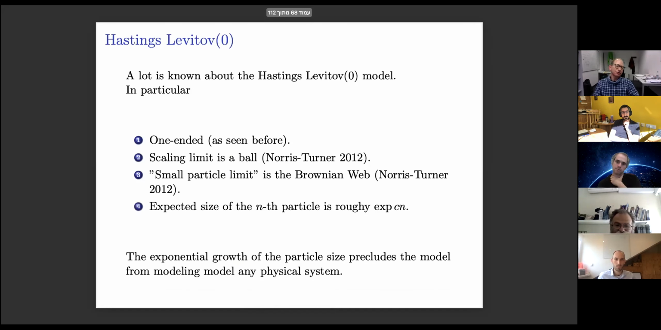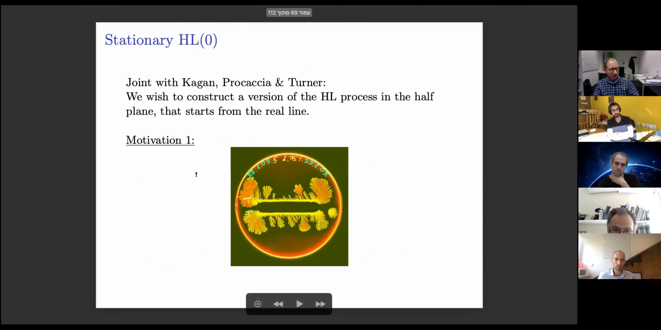Okay, so now I would want to go to our work, to the topic of this talk. So that's a stationary Hastings-Levitov zero, and that's joint work with Yaakov Kagan, Evetar Porkacha, and Amanda Turner. And what we want to do is to construct a version of the Hastings-Levitov process on the half plane, where the seed is the entire real line.